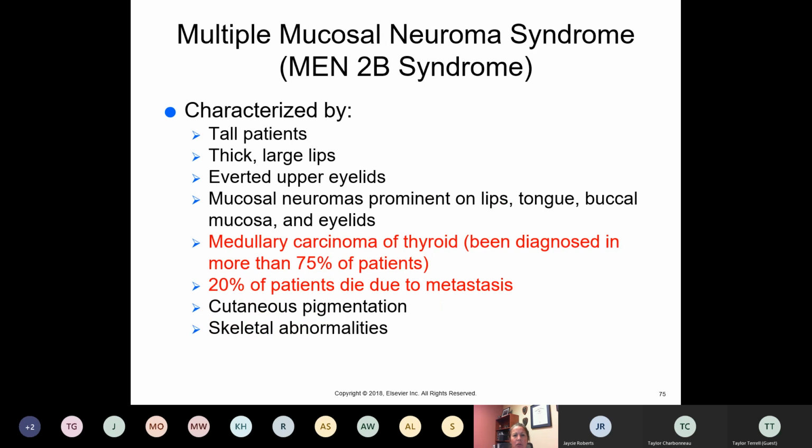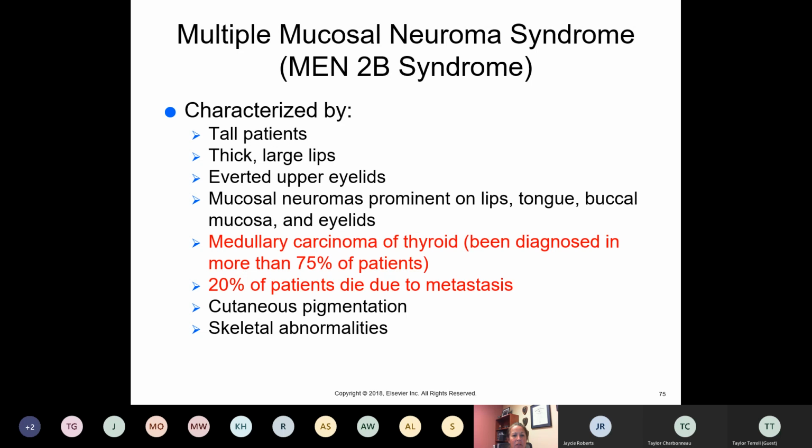Multiple mucosal neuroma syndrome is also called MEN2B syndrome. It's characterized by tall patients. They typically have really thick, large lips, everted upper eyelids, so it's almost like their eyelids are turned inside out. We'll see some mucosal neuromas on the lip, tongue, maybe on the buccal mucosa and eyelids.